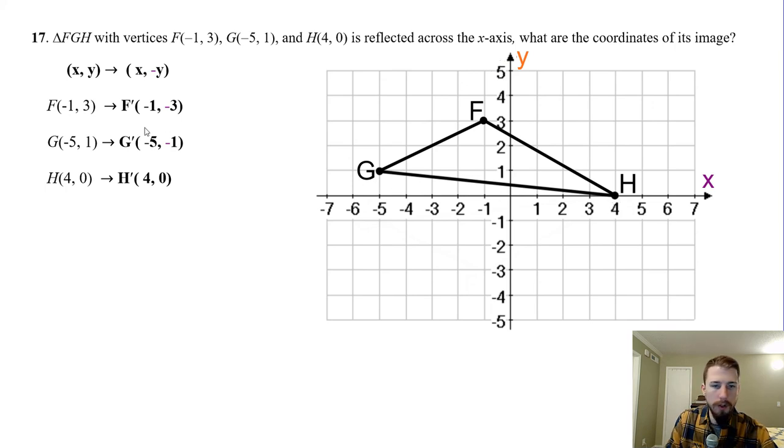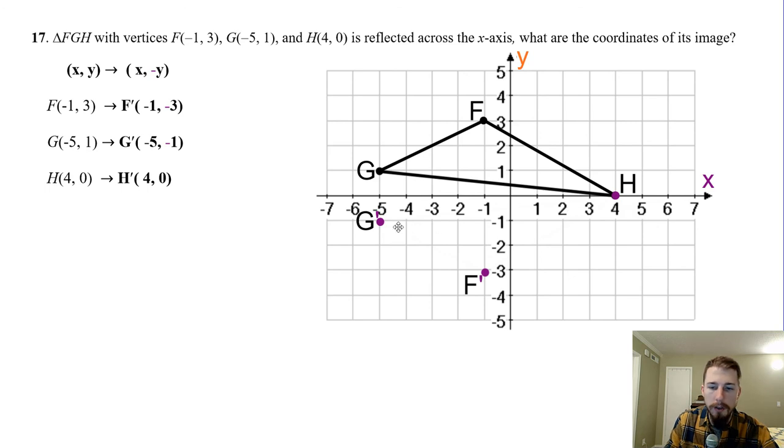So let's start with F. So F is negative 1, 3, and so that's going to become negative 1, negative 3. So negative 1, negative 3, which would be this point right down here. And then negative 5, 1 becomes negative 5, negative 1. So that's going to be this point right here, which would be our G prime, and this one was our F prime. Okay, and then H is 4, 0. That's going to become 4, negative 0, which is still just 4, 0. It's the same exact point. It didn't move at all, really.